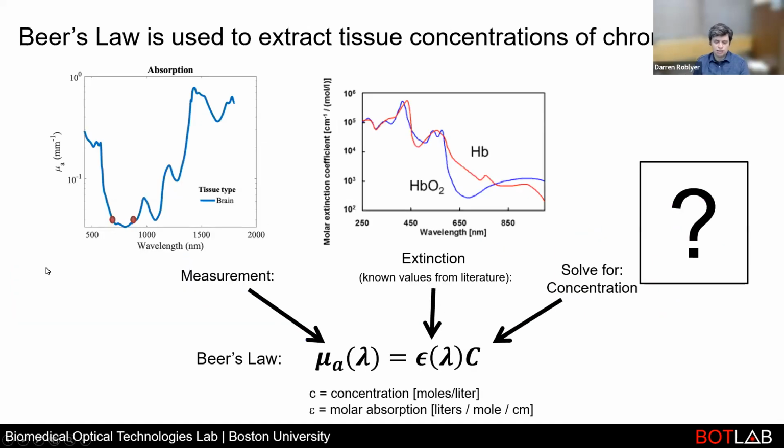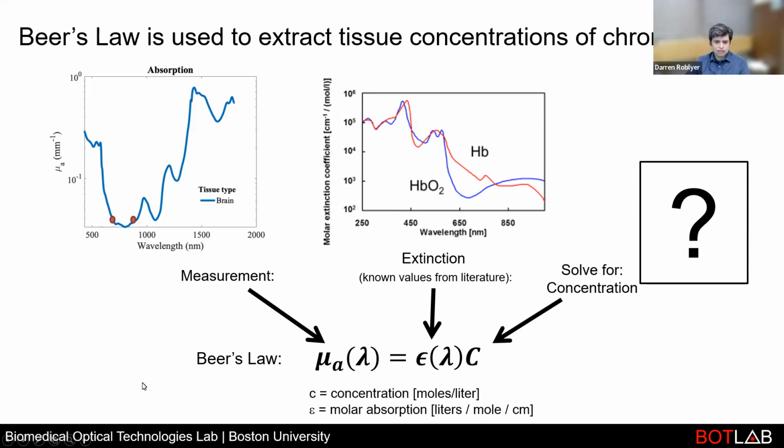Okay, so Beer's law is what we use to extract tissue concentrations of chromophores. Here's Beer's law. It represents the relationship between the absorption coefficient, which is wavelength dependent, what's called the extinction value, which is also wavelength dependent, and the concentration of a chromophore like oxy or deoxyhemoglobin. So if one can measure mu-A at multiple wavelengths, as shown in the red dots here, a mu-A spectrum in the brain, and one can look up extinction values from literature, then you can solve for the concentration. And if you want to solve for 3 chromophores, then you need to take measurements at least 3 carefully chosen wavelengths.